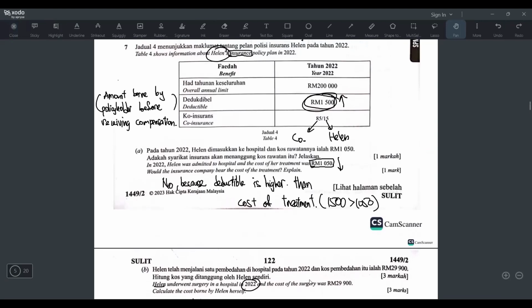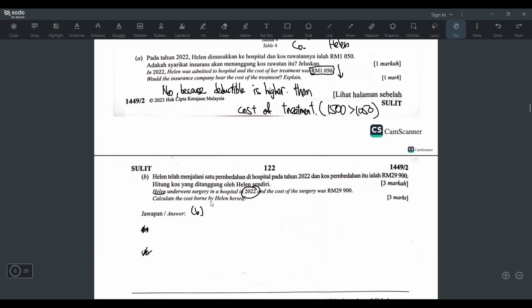Yes. Why? Because this time your loss, or your medical bill, is way higher than the deductible, right? And what is deductible? Deductible is the amount you pay yourself. So her loss here is 29900 and she has paid 1500. So the balance the company pays. But she has co-insurance also. So after we subtract the deductible, the balance has to be multiplied by what? Multiply by 85% to calculate what the company pays. But this question never asked for the company, right? They ask for the cost borne by Helen herself.